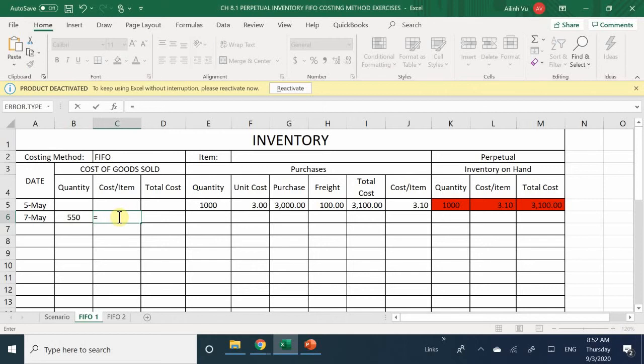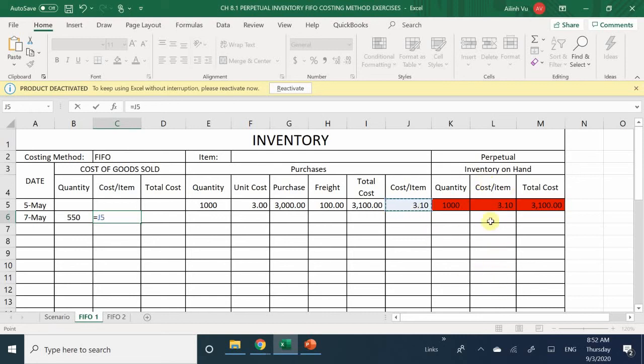We're going to take our cost per item. So forget about whatever you read. Okay, so it says that we sold it for $10, but in this case, we're not calculating what our total sales is. We're calculating our total cost of goods sold, meaning we're calculating what we sold. What did we originally purchase it for? And in this case, we only have one batch, and this batch is for $3.10.